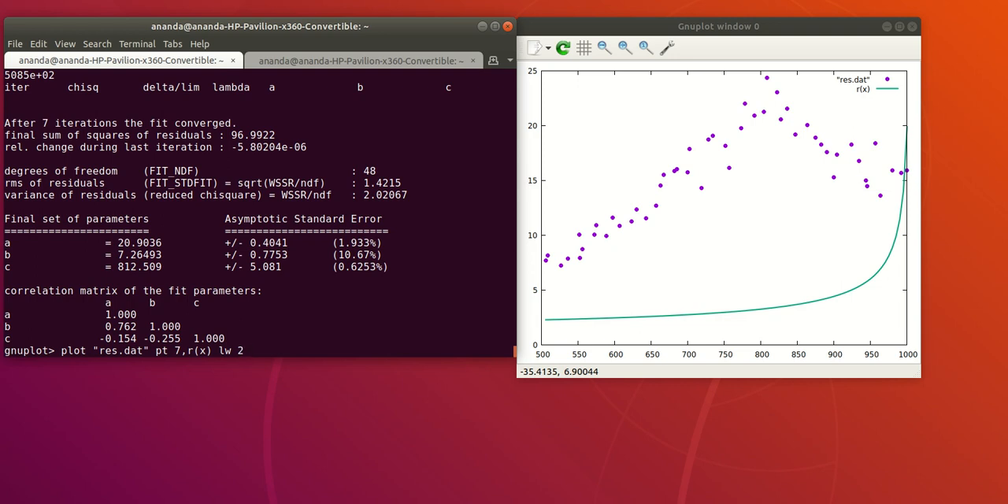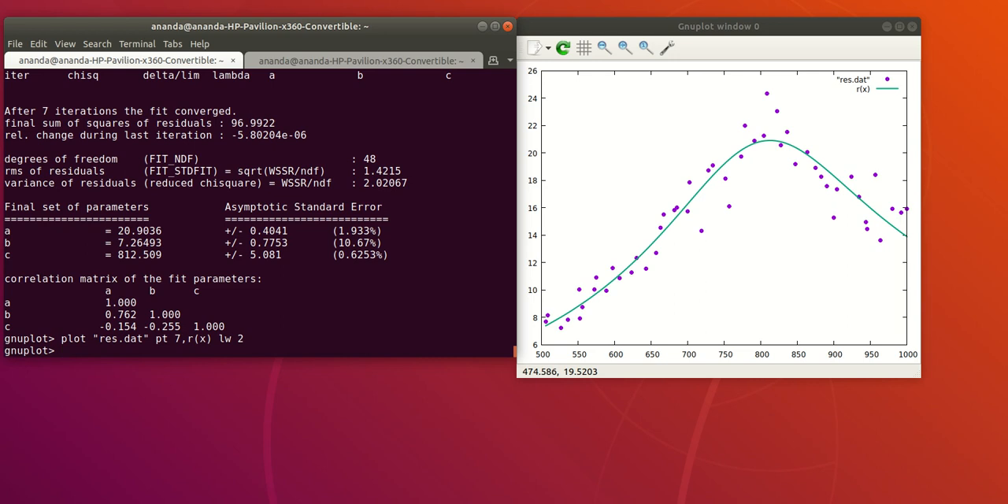the res.dat function with the new value, or with the old function r of x, with the new values of the fitted parameters a, b and c. Remember, gnuplot has already changed the parameters A, B and C in this process, so I do not have to go and tell gnuplot that A is this, B is this, C is this. It's already inbuilt. And let's see what the graph looks like. While you may not think that this is an exact fit, and of course it isn't, it is not too bad a fit either. Given the wide fluctuations which the data has, this is the best you could get.